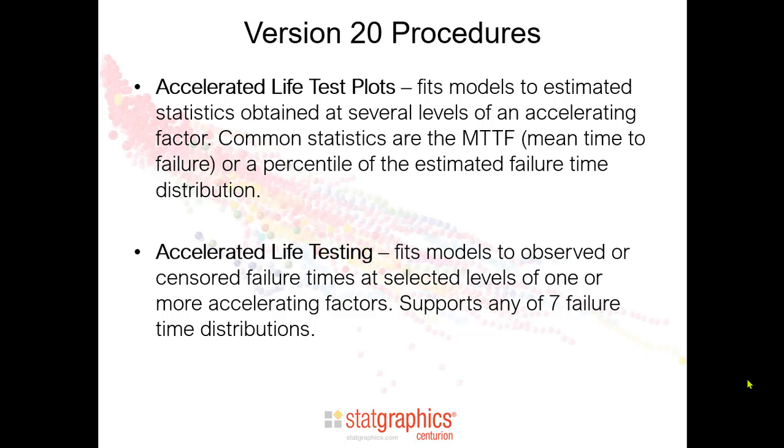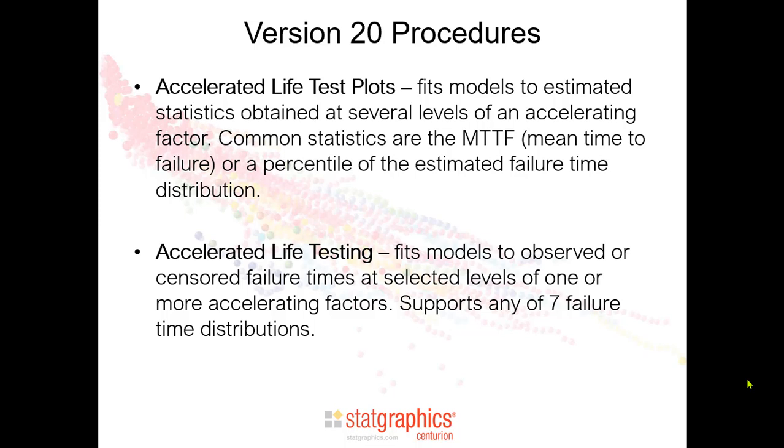Version 20 has two procedures for estimating failure times. The first is the accelerated life test plots procedure. This fits models to estimated statistics obtained at several levels of an accelerating factor. Common statistics are the mean time to failure or a selected percentile of the estimated failure time distribution. Part 1 of these videos described the accelerated life test plots.